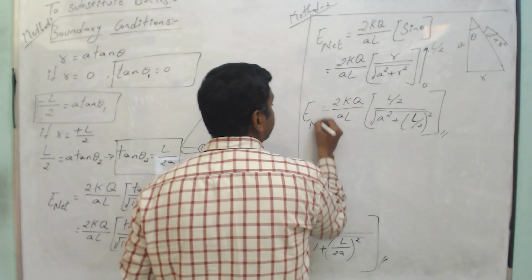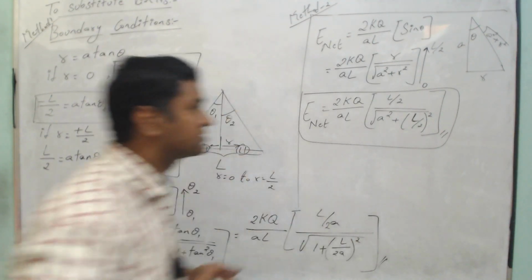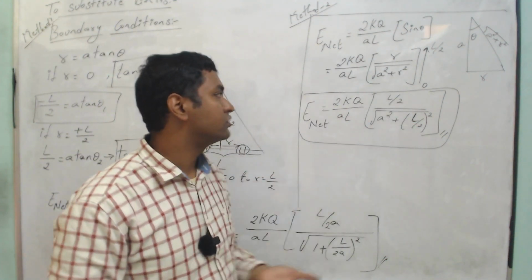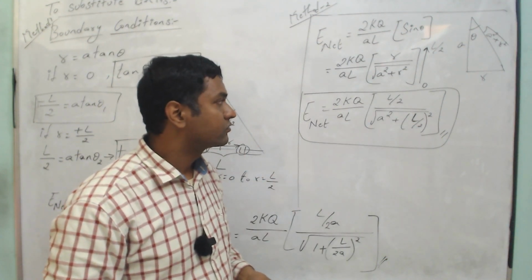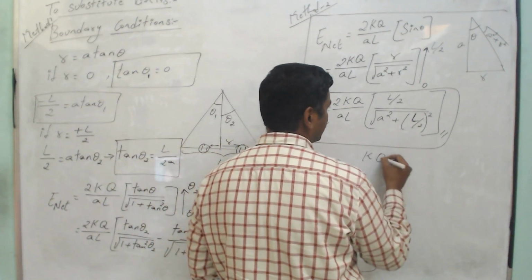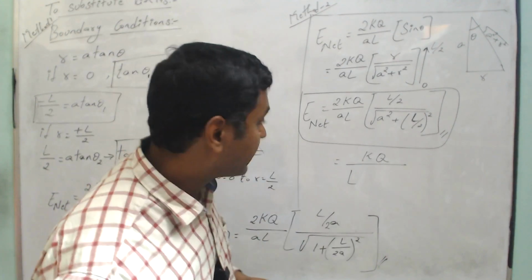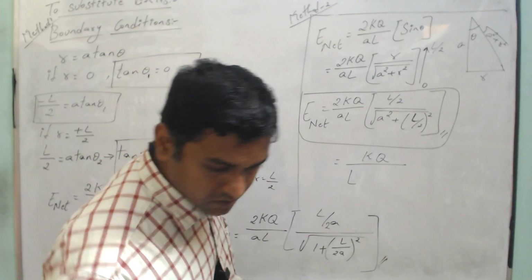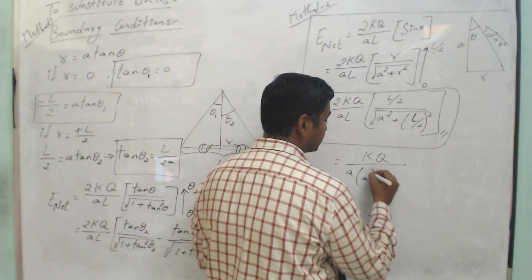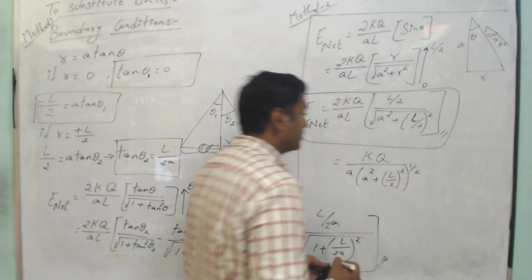The net electric field, I will get the answer as this. I can further cancel off L here and here. 2 will also get cancelled. Correct? My final answer basically will become kQ by. L also got cancelled, right? I have a outside, and here I have a square plus L by 2 whole square whole to the power 1 by 2. This is my final answer.